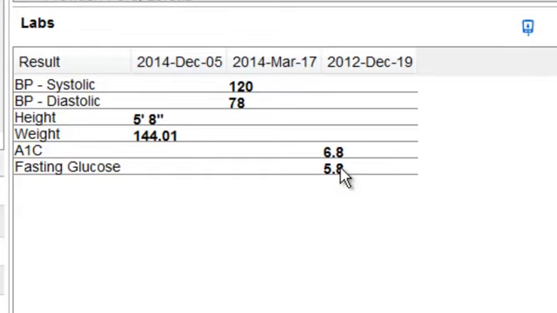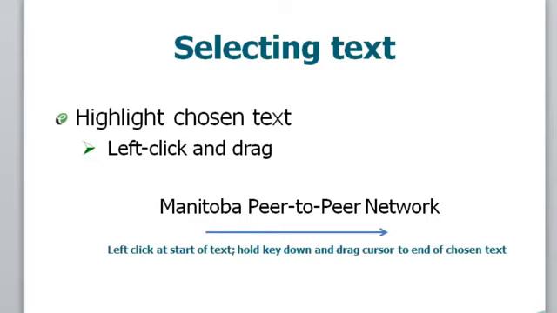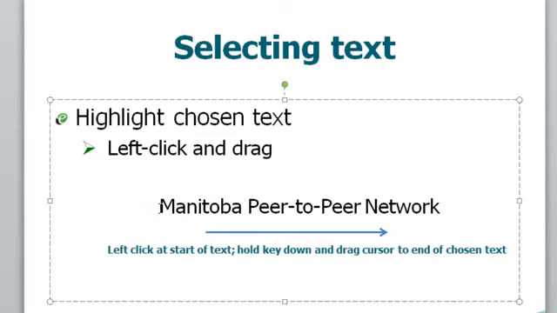Now let's talk about using your mouse to navigate through text or highlight areas of text you may wish to edit or relocate. To highlight pieces of text, depress the left mouse button, but this time hold the key down as you drag your mouse across the chosen text. When you get to the end of the area you wish to highlight, simply release the left mouse button. This is known as click and drag.